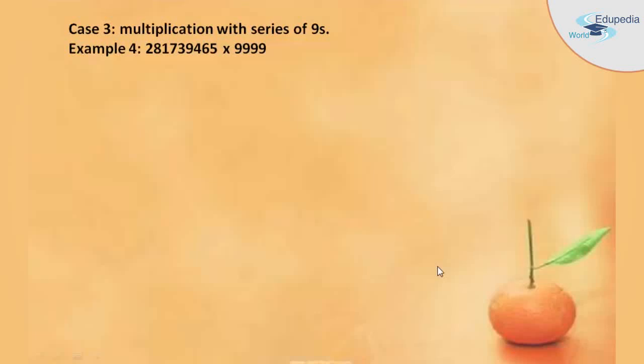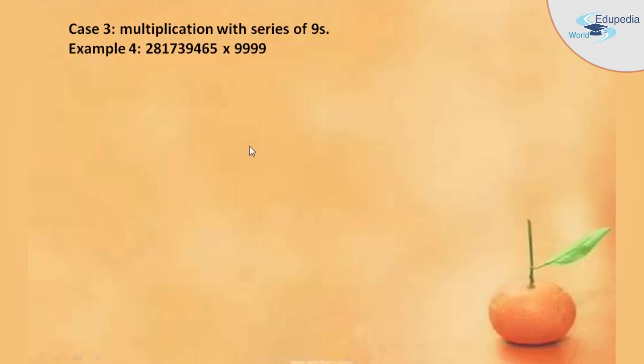This is Varun Ganga. In the last session, we learned some examples regarding the case number 3 shortcut, that is multiplication of numbers with series of 9s. And in this session, we are going to have a look at one more example regarding the same shortcut. The example that I am going to take in this session is 281,739,465 into 9,999.